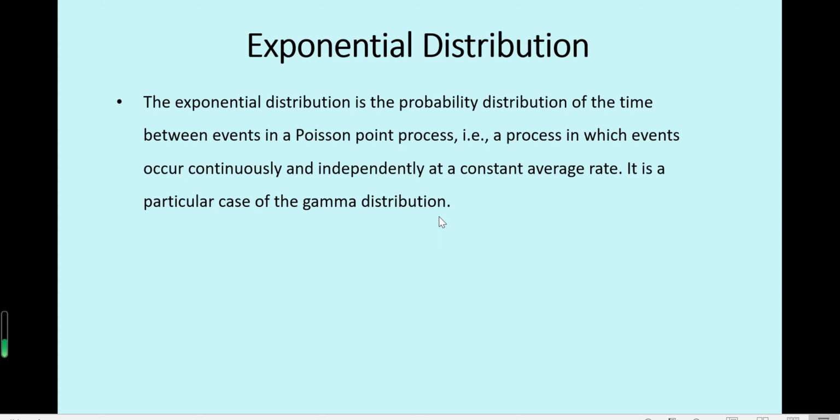The gamma distribution is used to model the time between multiple events, for example, if you want to know the time until the next two events occur. But the exponential distribution models the time until the next single event occurs. So we model this time until the next occurrence of a constant-rate Poisson event.